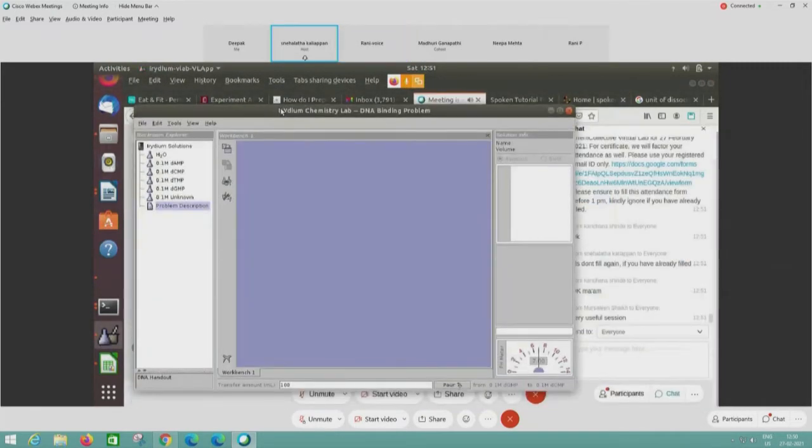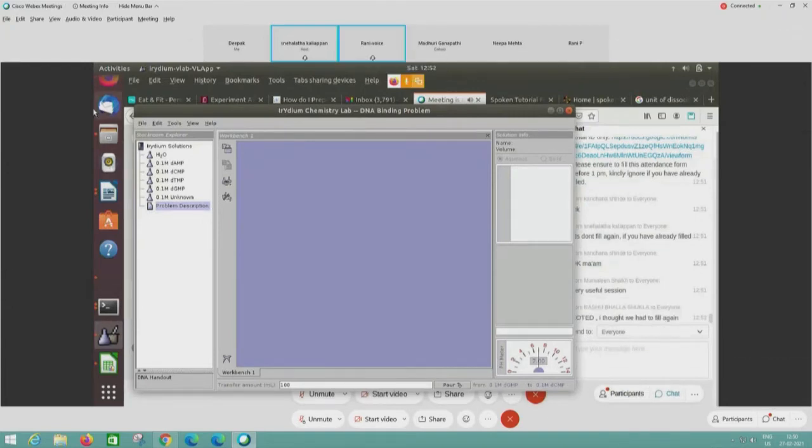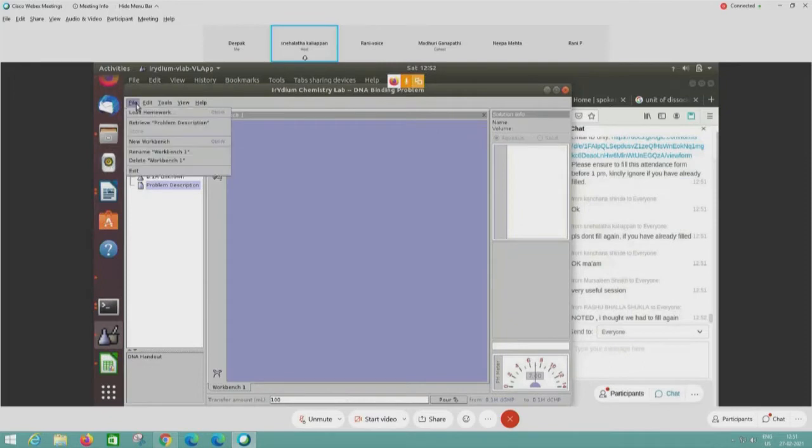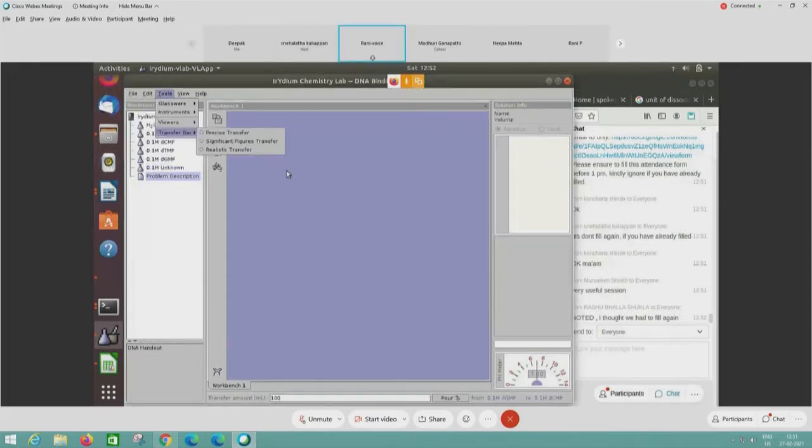Can you see the virtual Chem window? Now? Yes, yes. Please increase the window size a little bit. Yeah. So we will go to file, and this is a short demonstration, so if you would like to practice along with me, please feel free.